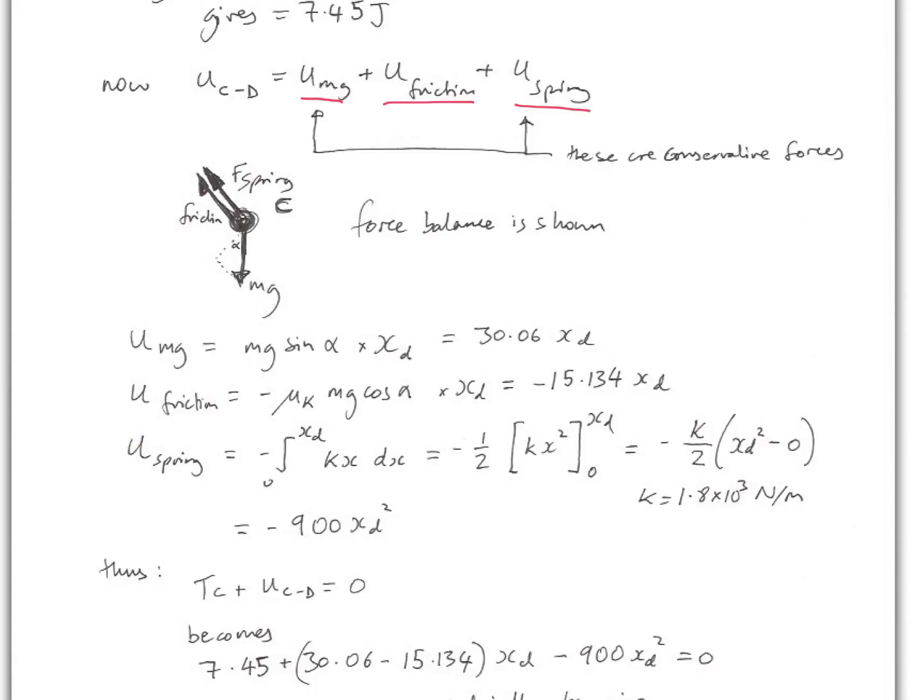And for the work done by the spring, the force is changing as a function of the compression, so you have to integrate. You integrate between zero compression and xd, the final compression of the spring, and it's always a negative work done, because the force is acting against the motion of the collar. So you integrate this, you have kx squared over 2, and again it's negative. You put in the limits, it's xd squared minus 0 times k over 2, all negative. The total is minus 900 xd squared.